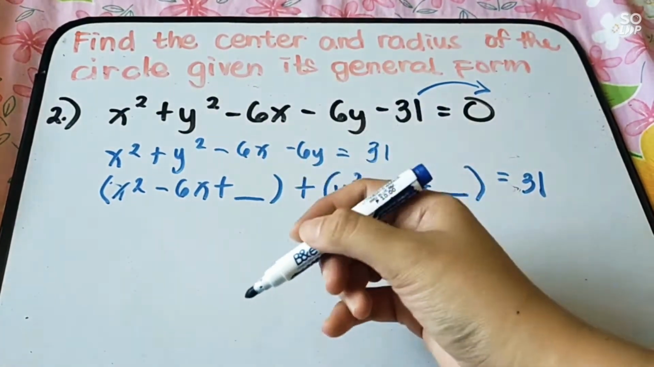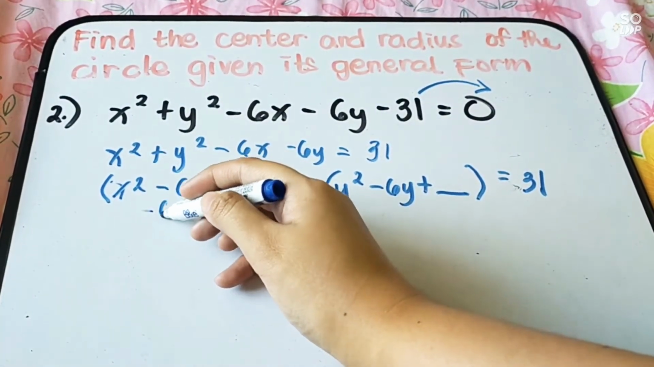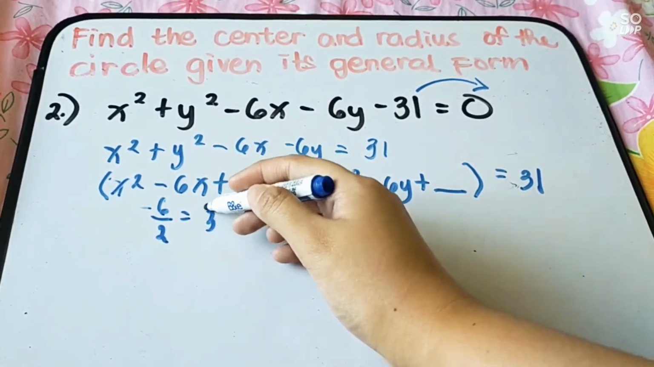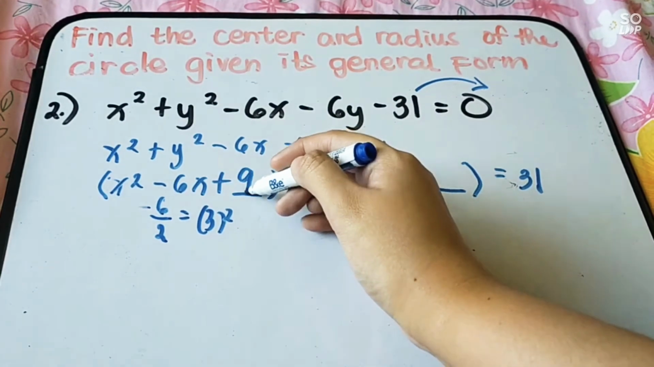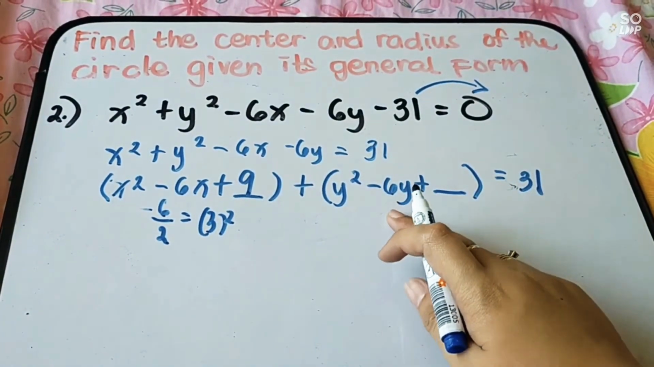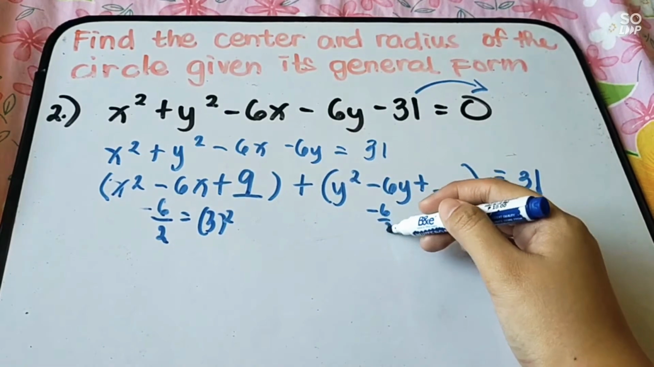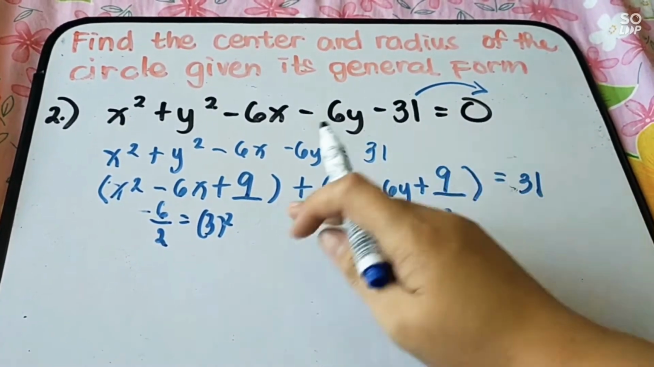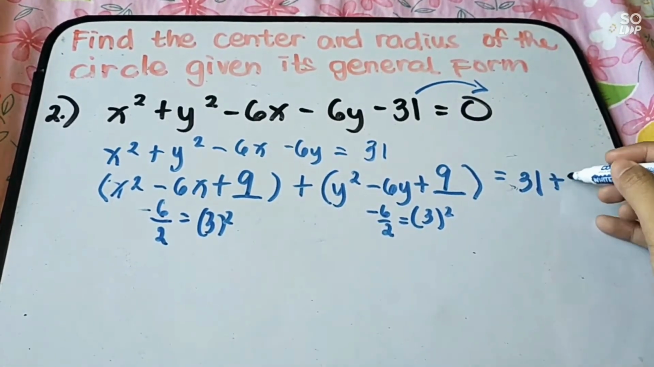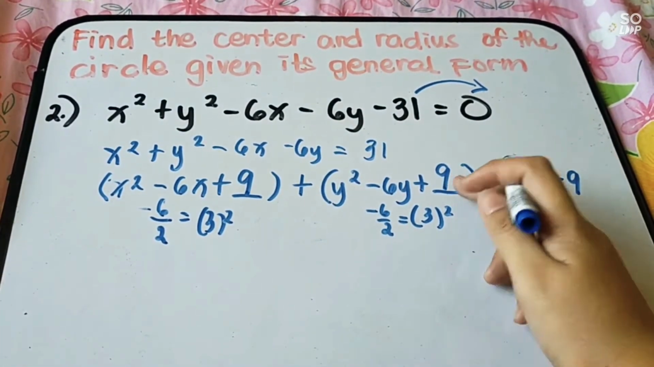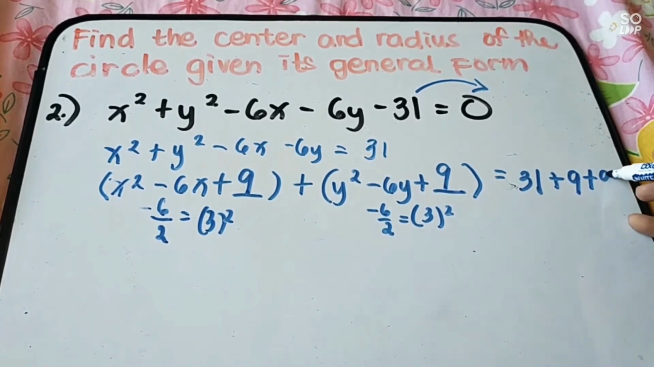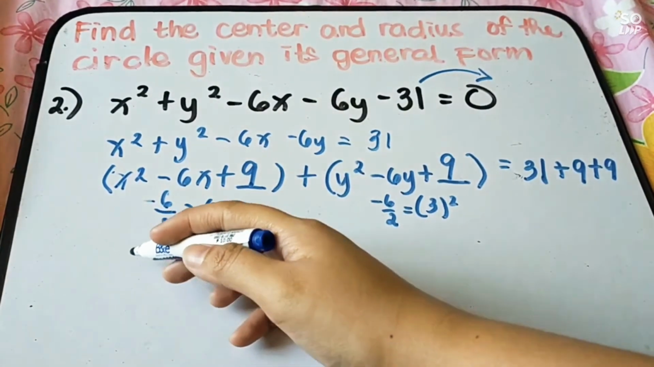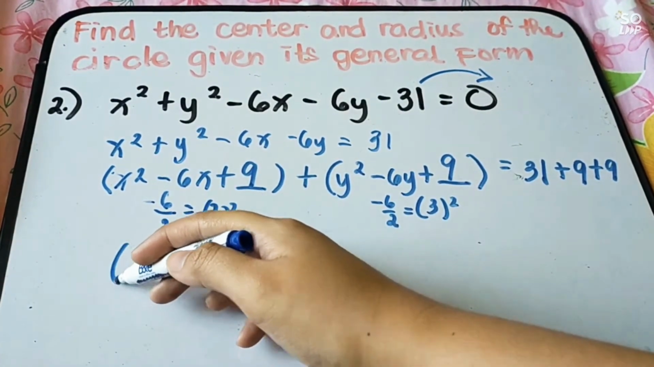What is b here? Our b here is negative 6. Si negative 6, divide mo by 2, the answer is 3. Squared mo, the answer here is 9. Just write 9 here. Next, ano yung b mo dito? Negative 6 pa rin. Divide mo by 2, the answer is 3. Then squared, the answer here is 9. Nag-add ka ng 9 dito, kailangan mag-add ka sa kabilang side din ng 9. Nag-add ka dito ng 9, kailangan mag-add ka rin sa kabilang side ulit ng 9. Is it clear?